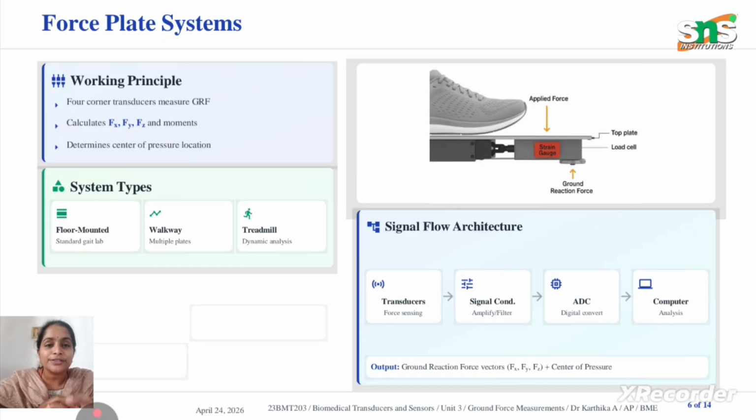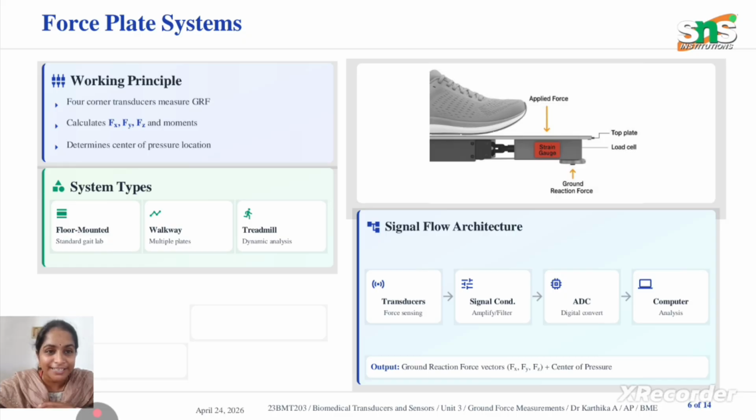See force plate systems. The working principle is four corner transducers which measure GRF. It calculates Fx, Fy, Fz and moments, and determines the center of pressure location. System types involve floor-mounted, walkaway and treadmill. See the diagram: applied force, a top plate, load cell and ground reaction force.